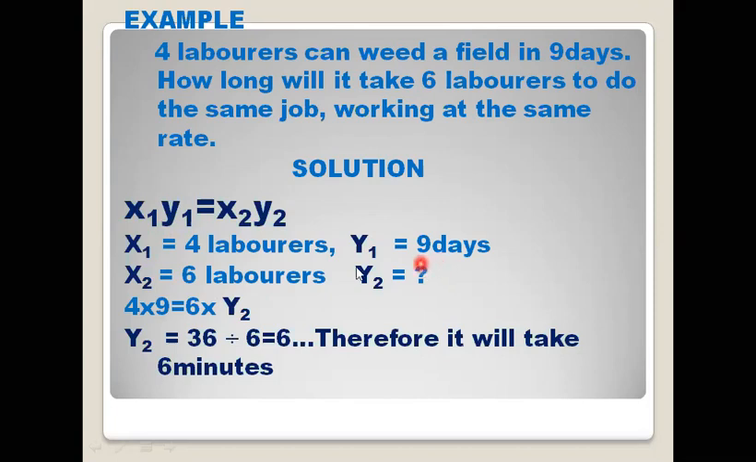Okay, so we are going to substitute all these values inside the main formula, x1 y1 equal to x2 y2. In place of x1 I'm going to put 4. In place of y1 I'm going to put 9. In place of x2 I'm going to put 6. In place of y2 I'm going to put a question mark. But instead of putting a question mark, I can still leave the y2 there so that I can make it the subject of the formula. And how do I do that? Divide both sides by 6. So 4 times 9 is 36. 36 divided by 6 will give me 6.